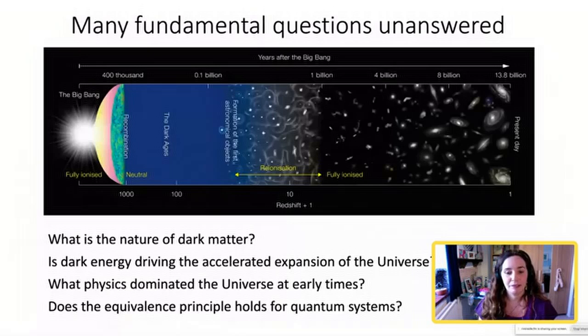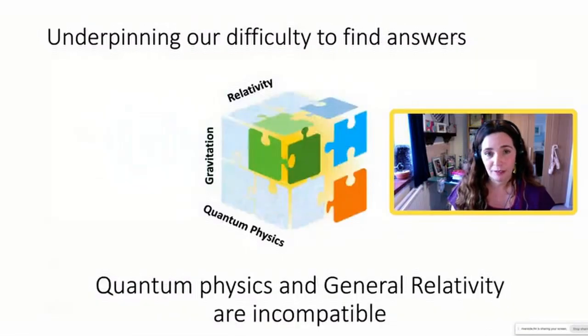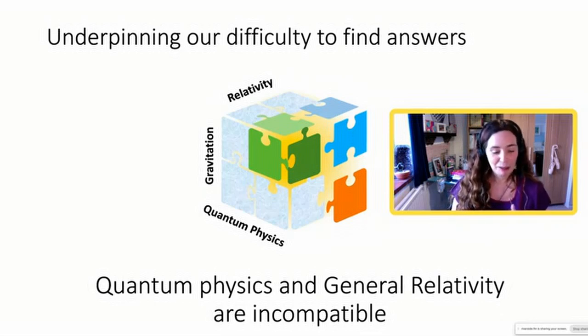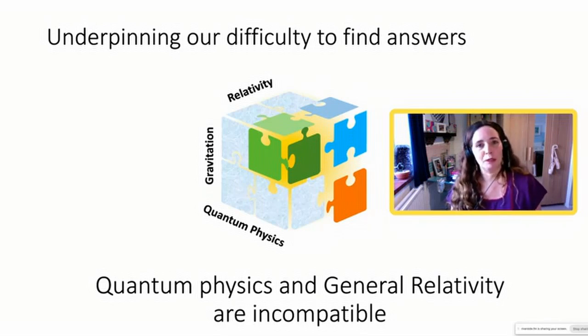What's the physics of the very early times in cosmology? Does the equivalence principle hold for quantum systems and so on? There are many, many interesting questions in fundamental physics that don't have answers. And underpinning our difficulties to find answers to these questions is our difficulty actually to unify quantum mechanics and general relativity. I went to a conference a few years ago, and it was all about how can we use quantum experiments for fundamental physics. And many of these fundamental questions came up.